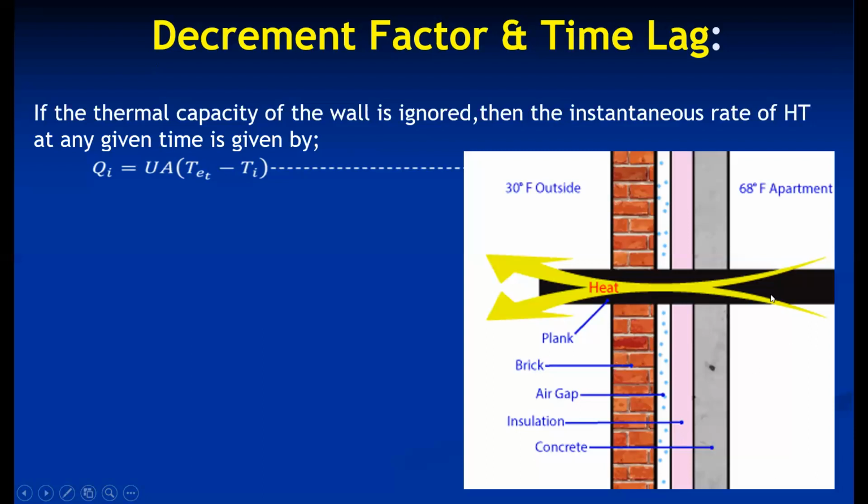Because TO takes into account only the convection part. So if we consider TO here, it takes into account the convection heat transfer, conductive heat transfer, as well as convective heat transfer here. But if we consider TE, it takes into account the combined effect of convection and radiation. So that's why this is UA (TE minus TI).